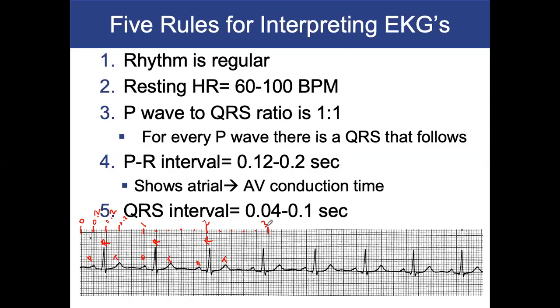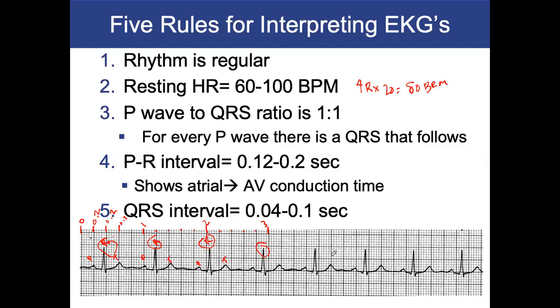So I'm measuring out 3 seconds worth of data. And how many R's do I have? I have 1, 2, 3, 4 R's, right? So 4 R's times 20 gives us what? 80 beats per minute, okay?